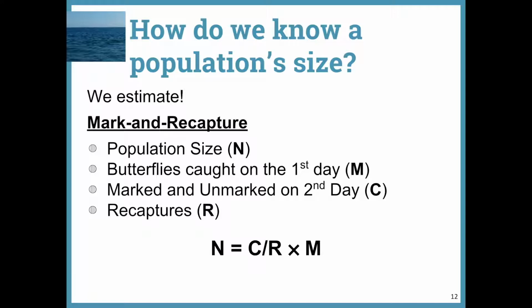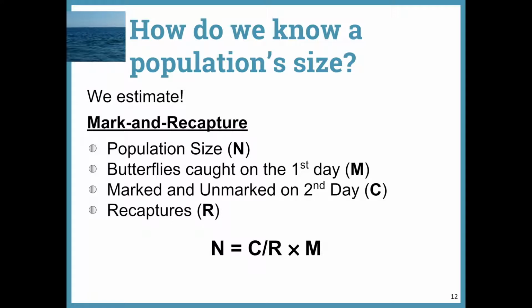population. So let's say we capture 100 butterflies on the first day. We mark them, we release them. On the second day, we capture 120 butterflies, 30 of which are marked and the rest unmarked. So we would conclude that the population size is 120 divided by 30 times 100, which ends up being 400 butterflies in total in the population sampled.